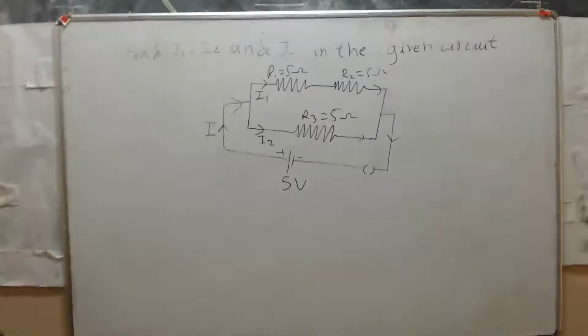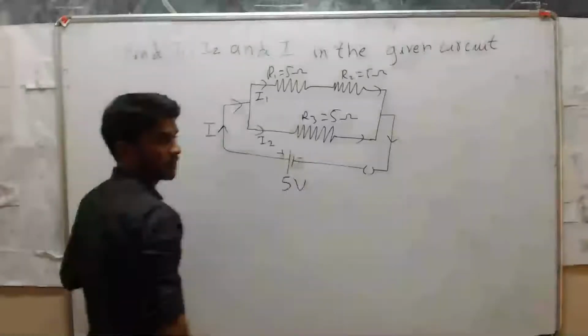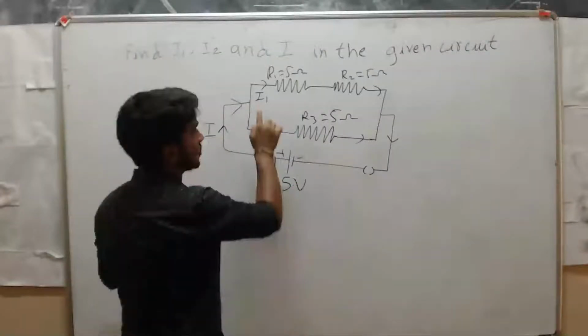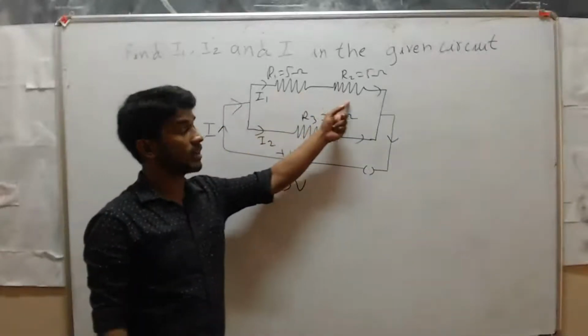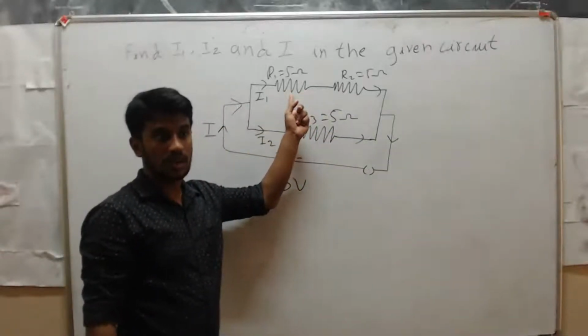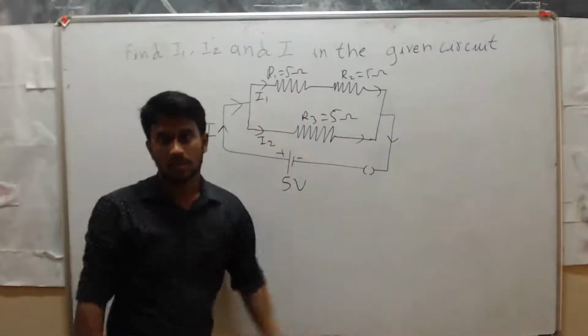See here, the voltage across here and here is the same. Why? Because across this resistor and this resistor, it is different, since these two are in series. But the voltage across here and here is the same.